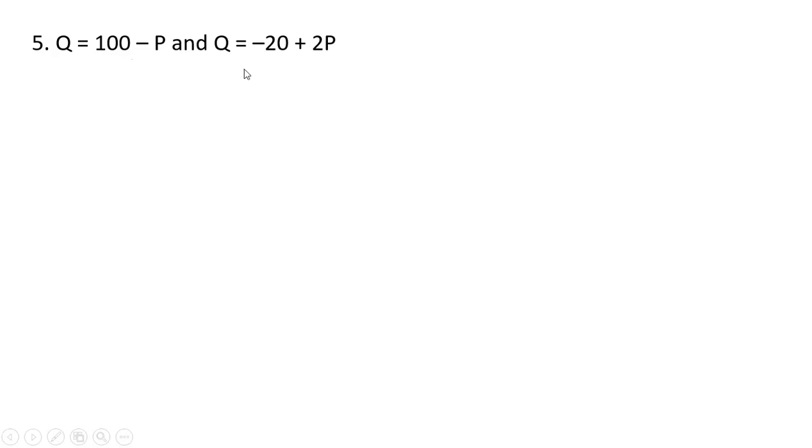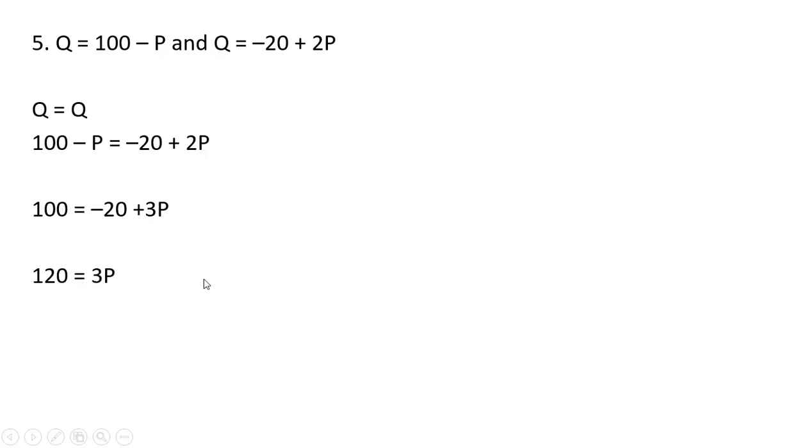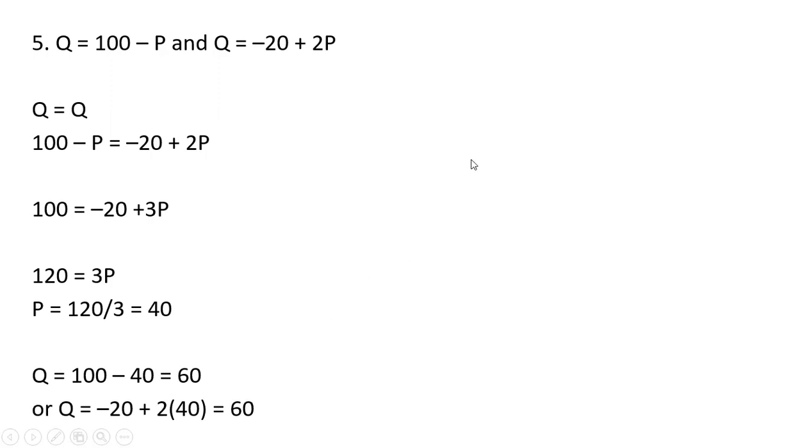We have a Q equation and another Q equation. We can just set them equal to one another as before. I'll go through this one a little faster. We've done some already like this. I collected the P terms, added P to both sides. P equals 40. Plug this 40 back into either equation, and you're going to get Q equals 60.